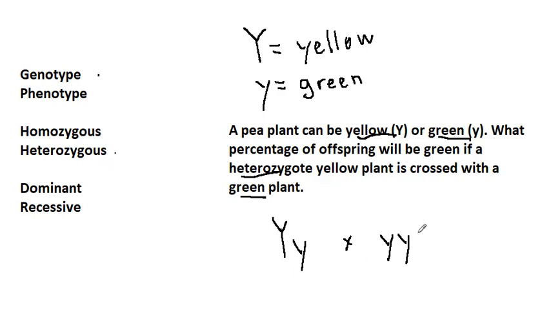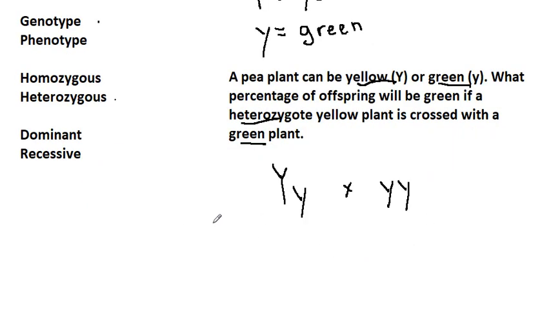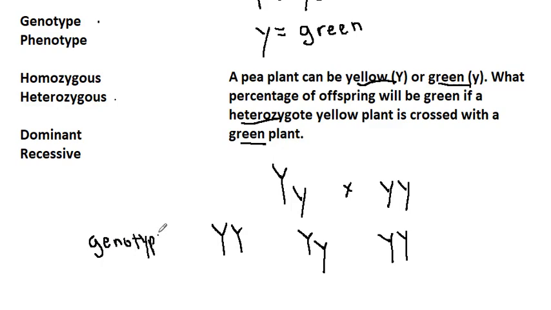So we have to know how to name these. Well, we could have three different combinations always with the type of genetics we are doing. You can have uppercase, uppercase; uppercase, lowercase; or lowercase, lowercase. These are the genotypes. Three different genotypes. Now let's name the phenotypes for these three.